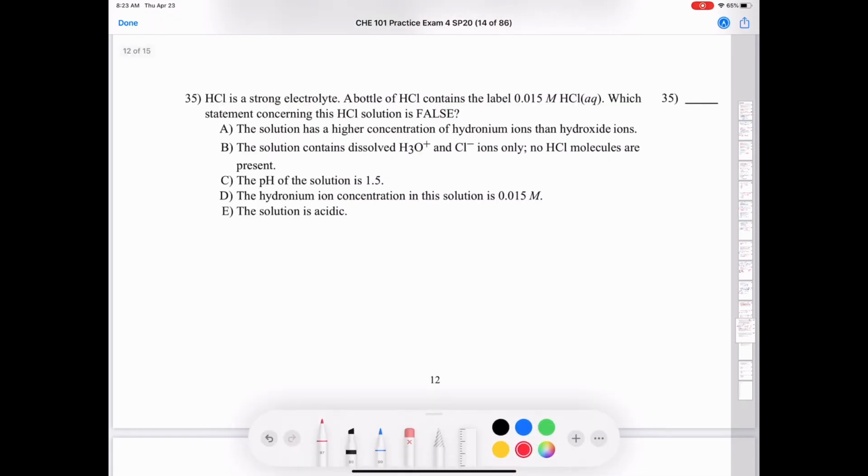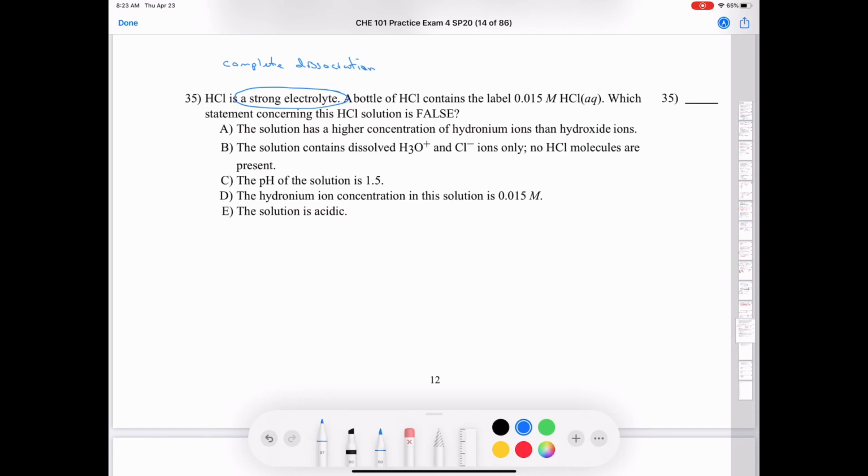Question 35 says, HCl is a strong electrolyte. What do we know about strong electrolytes? Is that they undergo complete dissociation. A bottle of HCl contains a label that is 0.015 molar HCl. Which statement concerning this HCl is false?